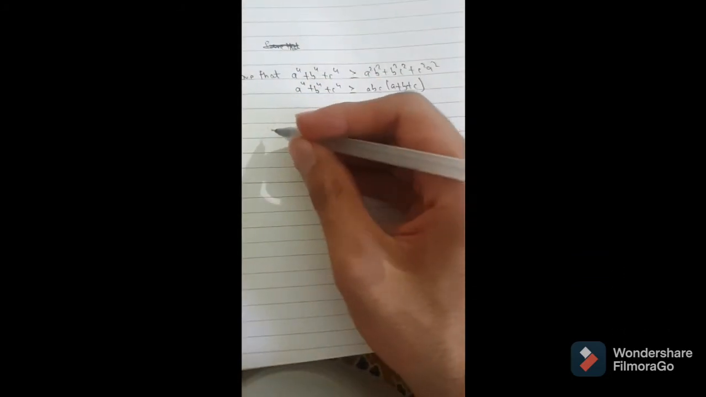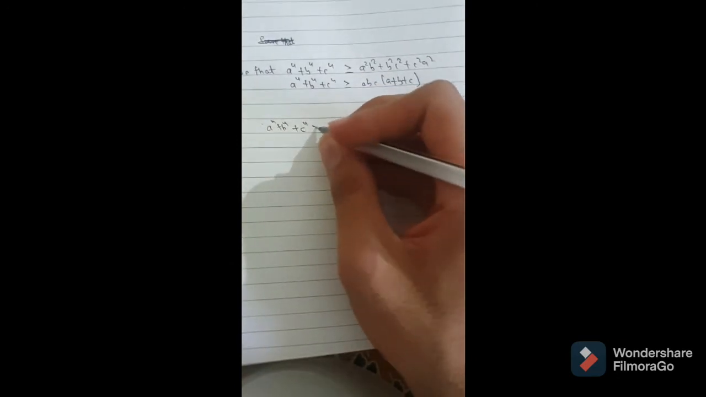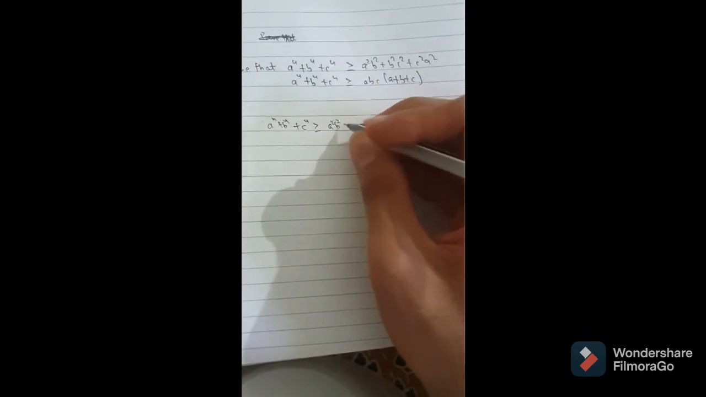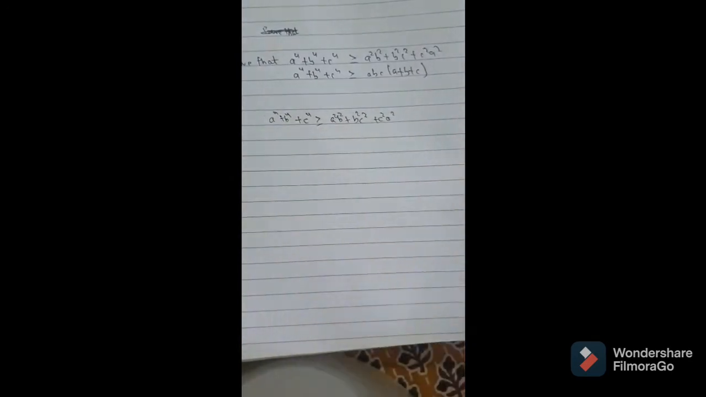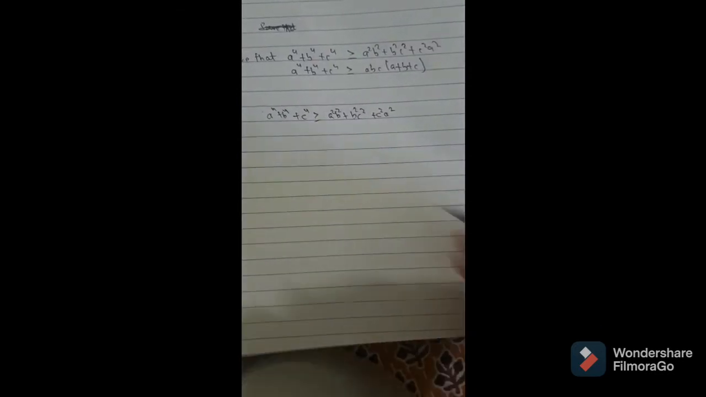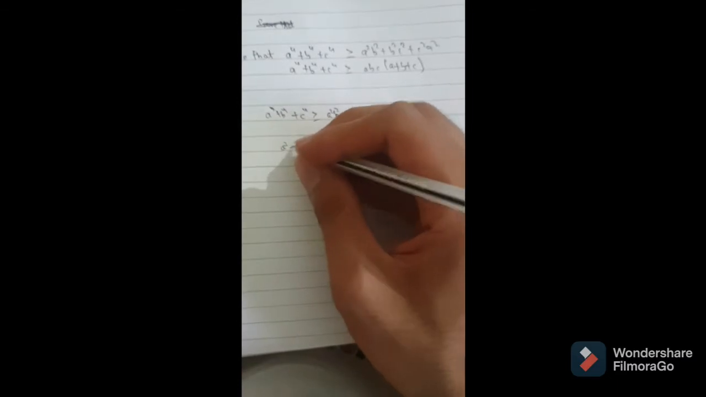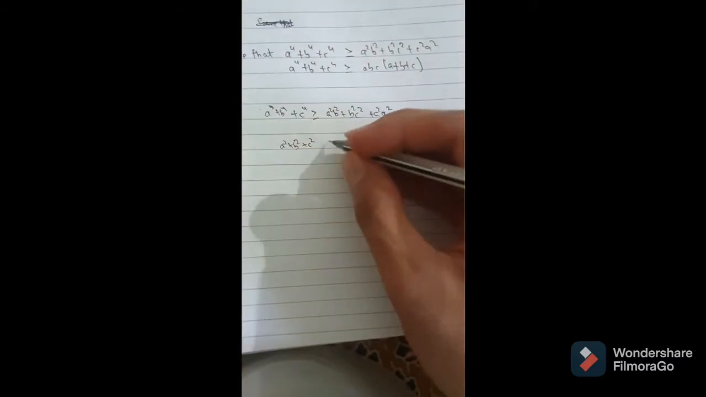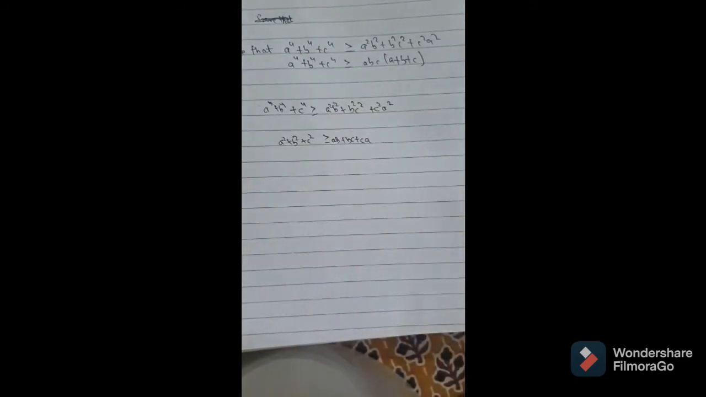I hope you may have tried these. Now let me show you the solution. First of all, what we have is a power 4 plus b power 4 plus c power 4 greater than or equal to a square b square plus b square c square plus c square a square. I hope you all remember the identity which I told you. What was the identity? A square plus b square plus c square greater than or equal to ab plus bc plus ca.